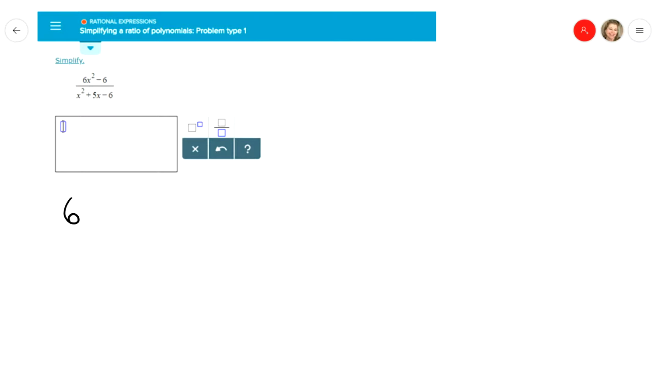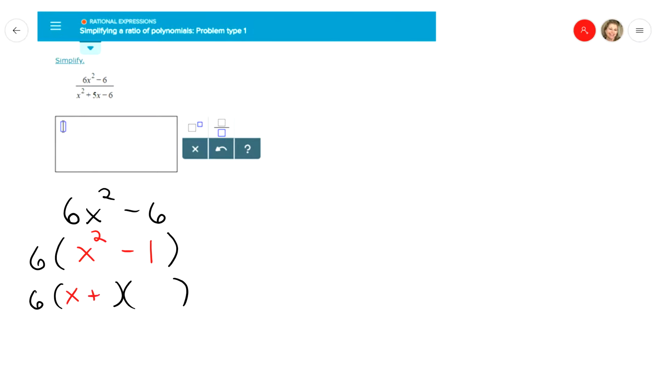My numerator is a 6x squared minus 6. Now the first thing I notice is there's a greatest common factor of a 6. I can factor out the 6, and that leaves me with an x squared minus 1 in the parentheses. But x squared minus 1 is a difference of two squares. That can factor into an x plus 1 and an x minus 1.